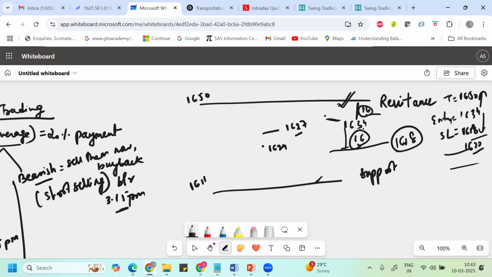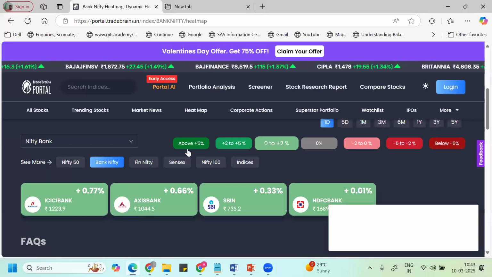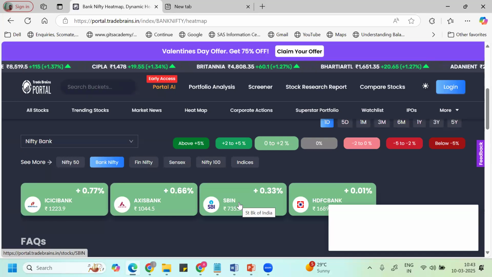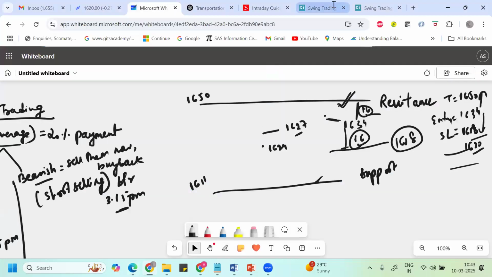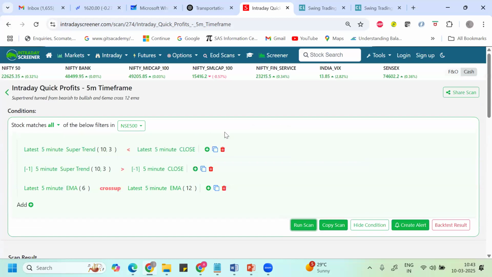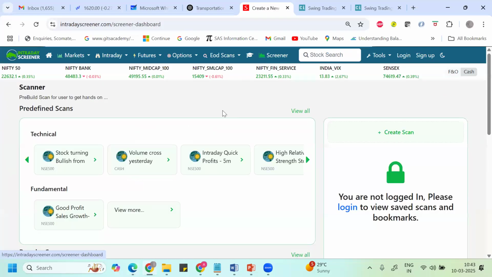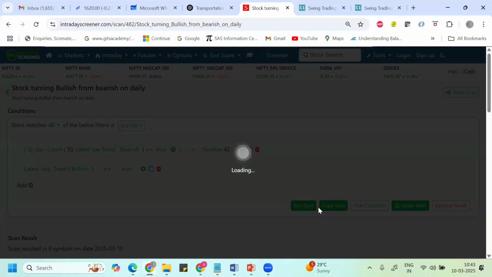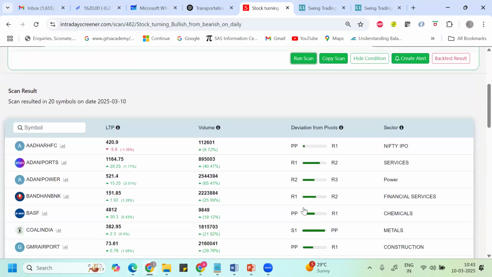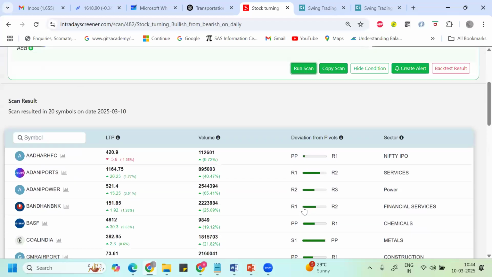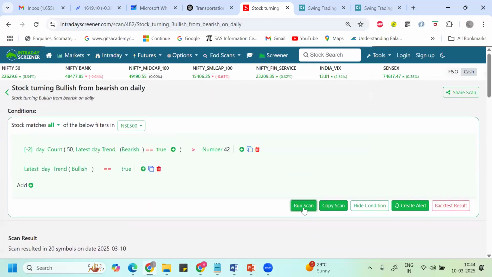For intraday purposes, guys, you can go to this website called portal.tradebrains.in. Here you can see which stock is giving good movement, and then you can consider buying them. Or you can go to this website called intraday screener, and from this screener you can run many screeners, like stocks turning bullish from bearish. You can run this screener and you get a lot of stocks like Adani Port, Adani Power, Bandhan Bank, BASF, Coal India, GMR Airport. You can consider them for buying. I hope you are getting this. So the intraday screener and portal.tradebrains.in will tell you the stocks.